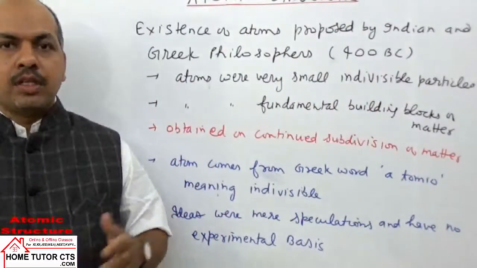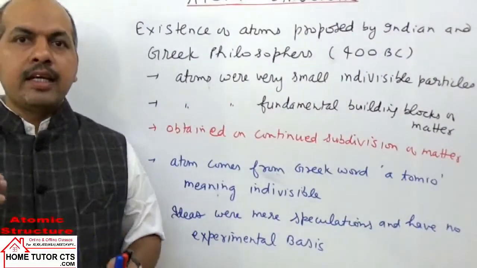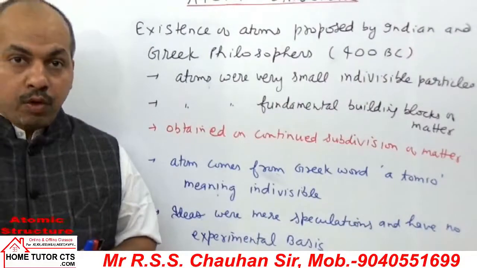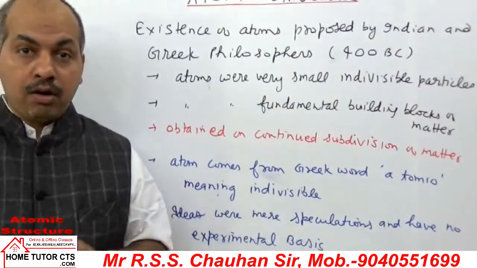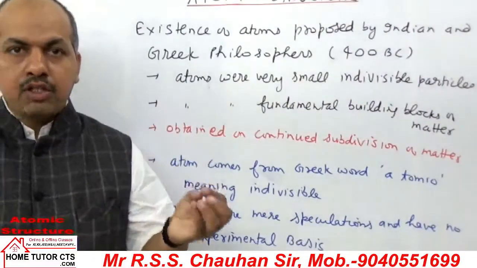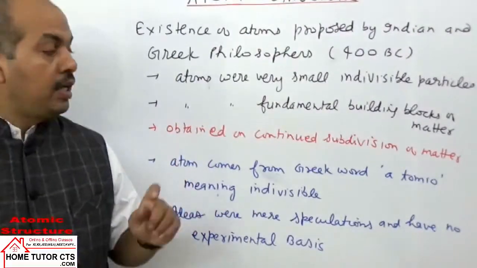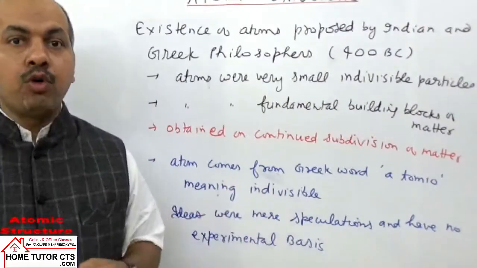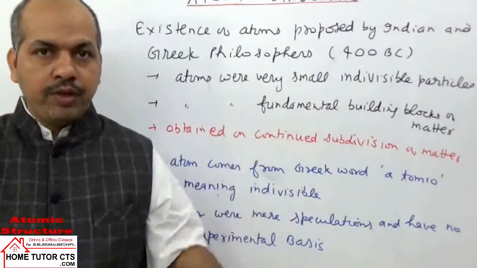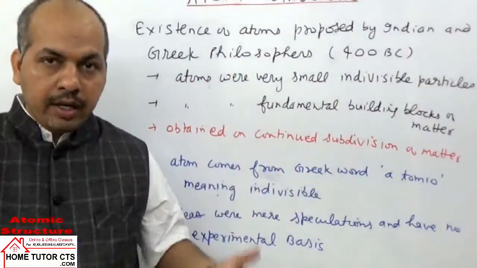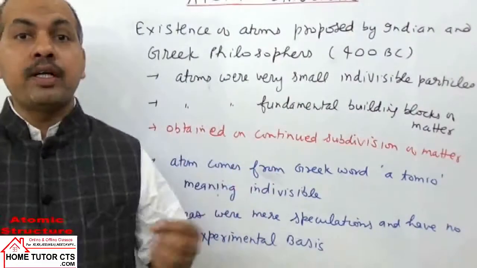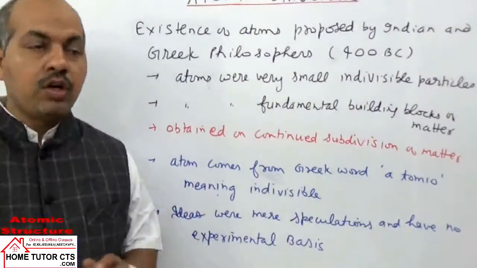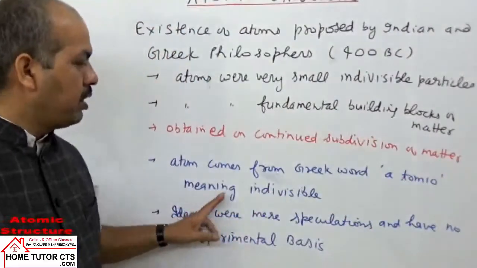Actually, when matter is given to us, if we keep on cutting it into smaller particles, a stage can come where we get the smallest particle which we cannot further divide. That smallest particle, the fundamental building block of all matter, was called atom. The word atom was derived from the Greek word atomos, meaning individual, or indivisible. On subdividing matter, one stage can be reached where the smallest particle is obtained which cannot be divided into smaller particles. That smallest particle was called atom.